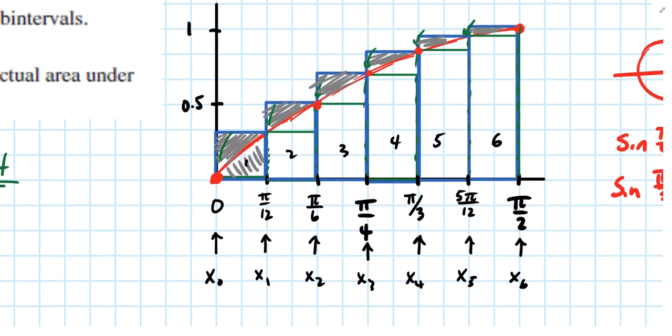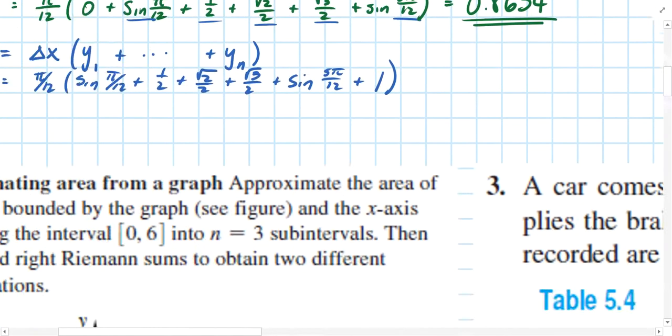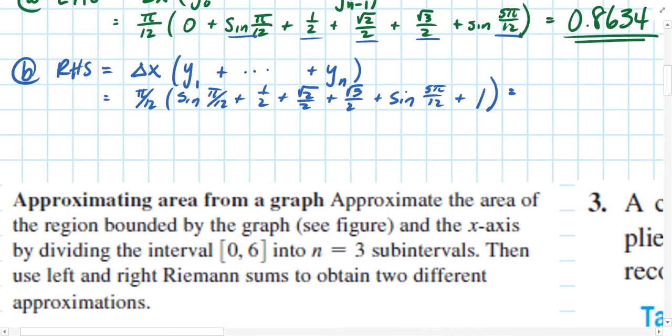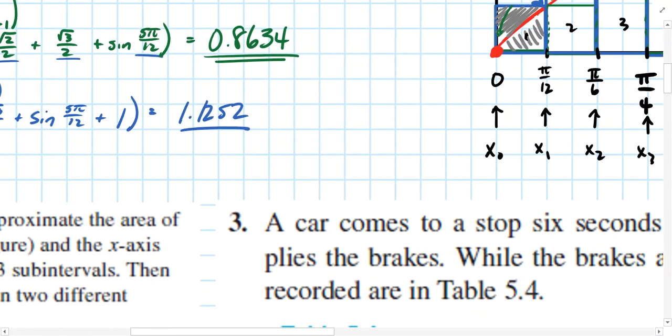So again, this time the heights of the rectangles were determined on the right-hand side. So we got y1, y2, y3, y4, y5, and y6 instead of 0 up to 5. Now when I reach for a calculator off screen and compute this result, I end up with 1.1252. And if I add these two together and divide by 2, that's going to generate the average.